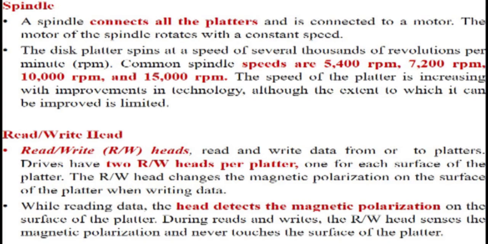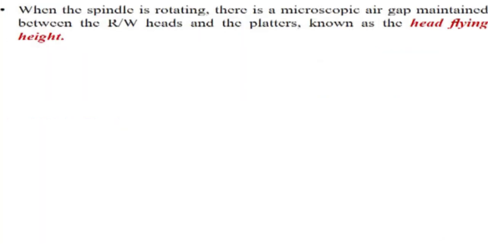During reads and writes, the read-write head senses the magnetic polarization and never touches the surface of the platter. When the spindle is rotating, there is a microscopic air gap maintained between read-write heads and the platter known as head flying height.